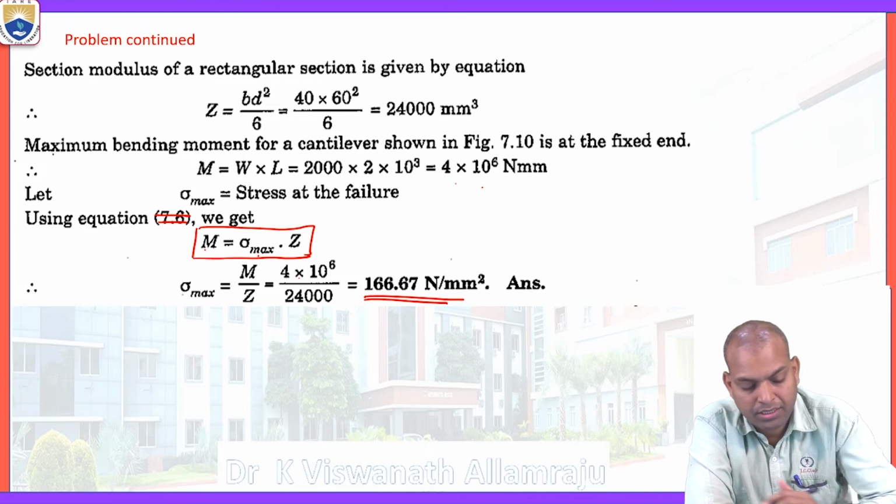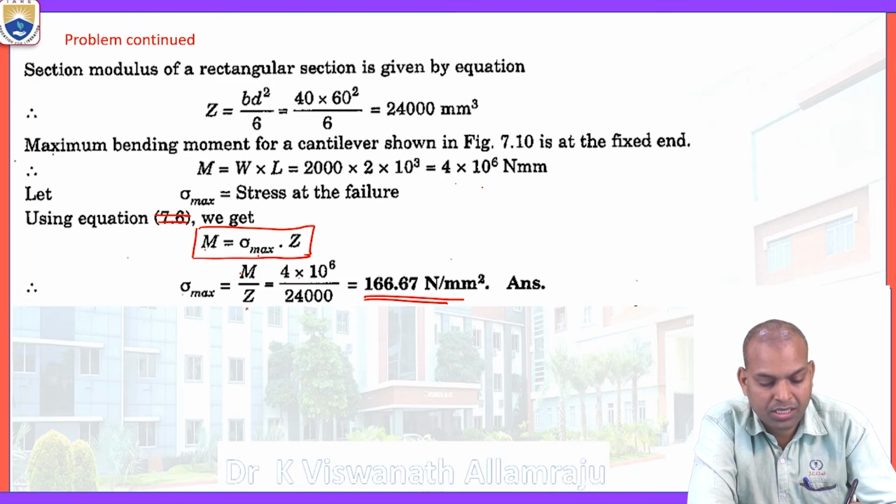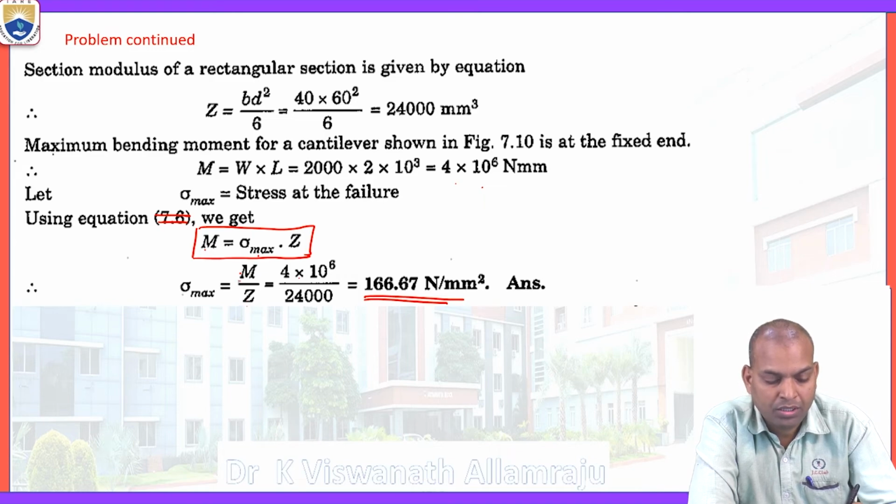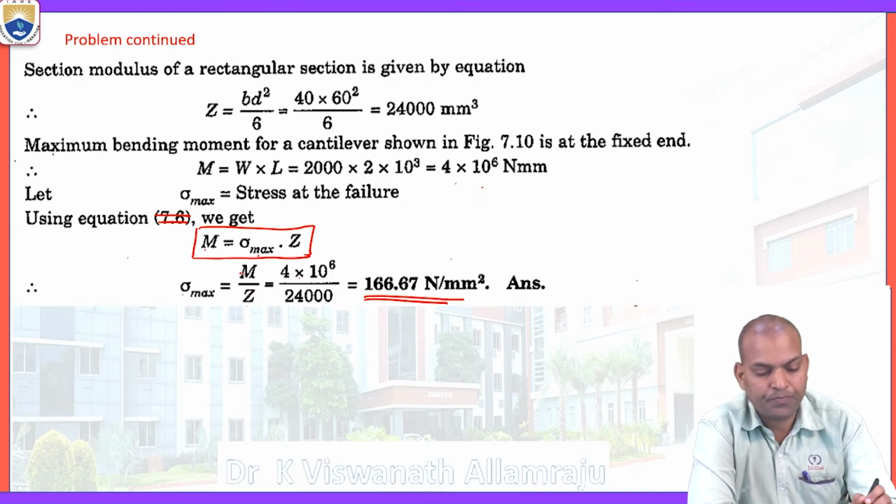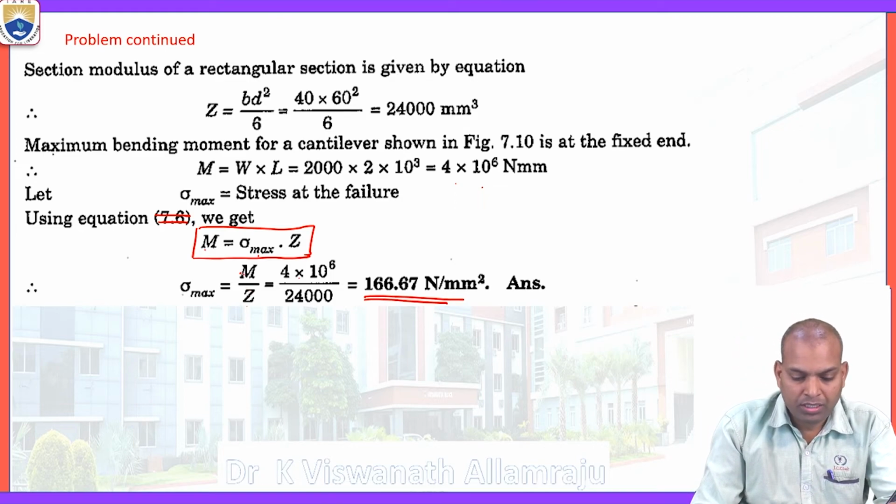Here M is in Newton millimeters and Z is in millimeter cube. So Newton millimeter by millimeter cube becomes Newton per square millimeter. So the observed stress, the stress at the failure, is 166.67 Newton per square millimeter.